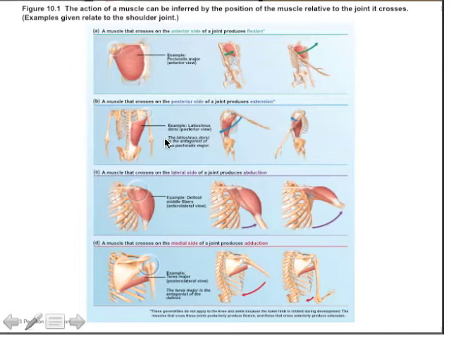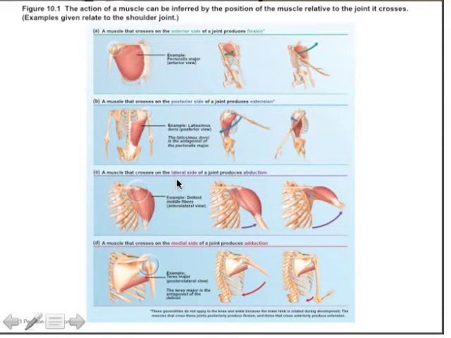Here we can see another example, a muscle that crosses on the posterior side of the joint that produces extension. Down here, this is the muscle known as the latissimus dorsi, and you can see here that when it contracts, it is going to extend and even hyperextend the arm. So the arm is going to move back beyond the anatomical plane, and that's the definition of extension and hyperextension.